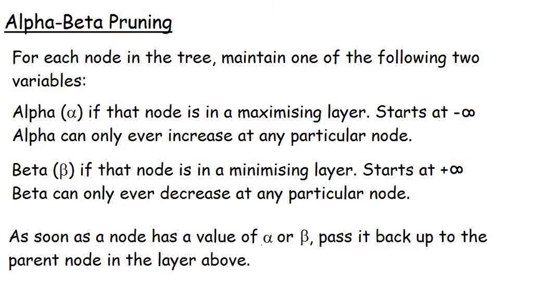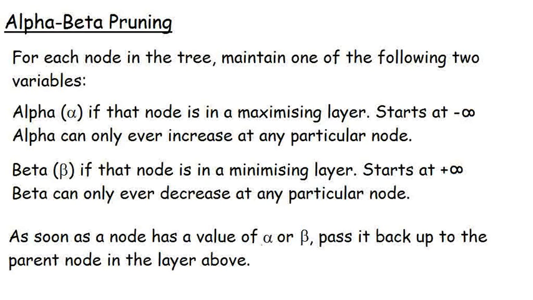The other variable is beta, and it works in exactly the same way, except that it only applies to minimizing levels. As such, beta starts off at a value of +infinity, or in practice +1,000,000. Whenever a score is found on a minimizing level that is lower than beta, beta is reduced to that score. Think of alpha and beta as being like a high watermark and a low watermark, with alpha only applying to maximizing levels and beta only applying to minimizing ones.